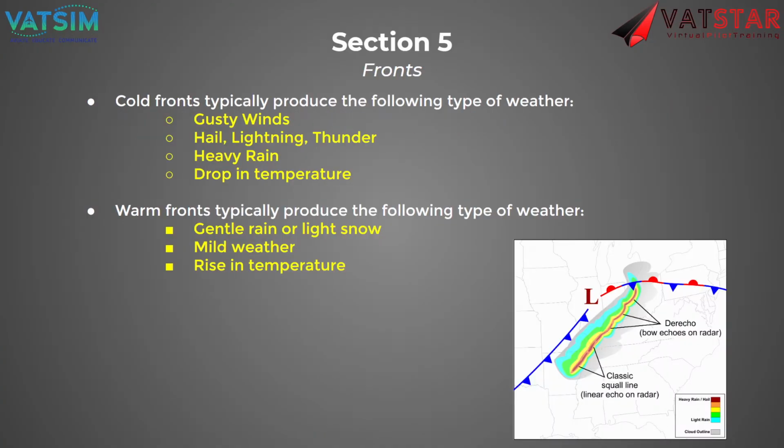So cold fronts, which are those blue triangles, typically produce the following type of weather. Not always, but they can come with this type of weather. You'll normally with a cold front get gustier winds, hail, lightning, or thunder. You might get heavy rain, or you could get a drop in temperature because it's cold and there's a cold air mass behind it. Warm fronts typically produce this type of weather. You'll usually get gentle rain or light snow. It'll usually be preceded with lighter weather, milder weather, and you'll typically get a rise in temperature.